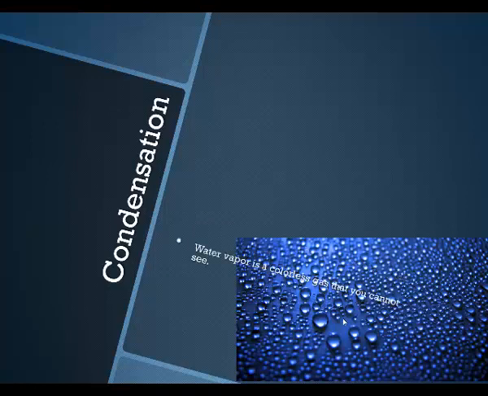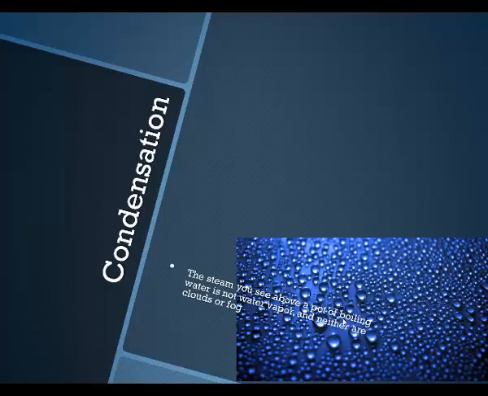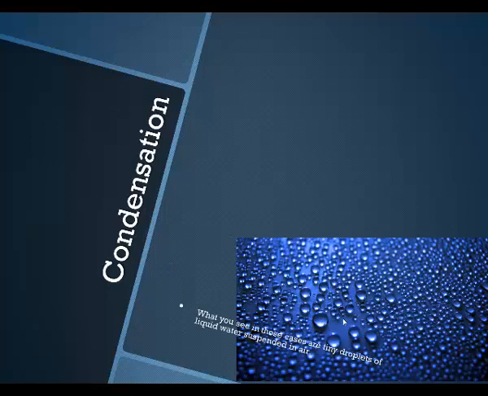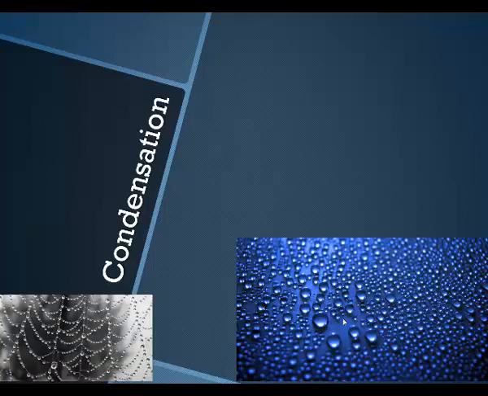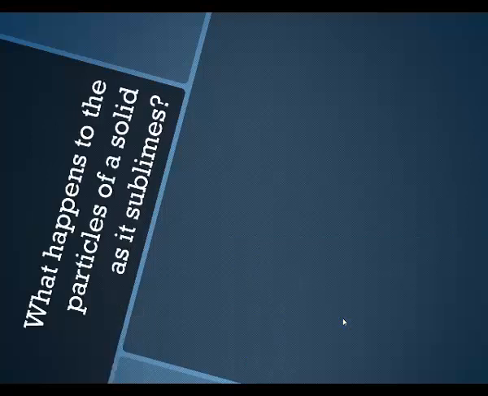Water vapor is a colorless gas that you cannot see. The steam that you see above a pot of boiling water is not water vapor, and neither are clouds or fog. What you see in those cases are tiny droplets of liquid water suspended in the air. Here's another example of condensation occurring on a spider web. You can see the small droplets of water sticking to the web itself.